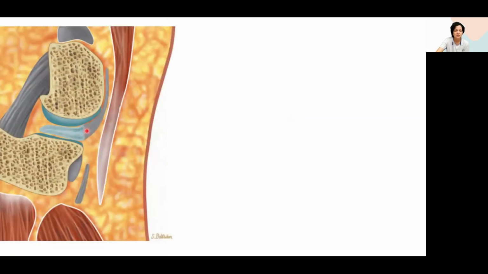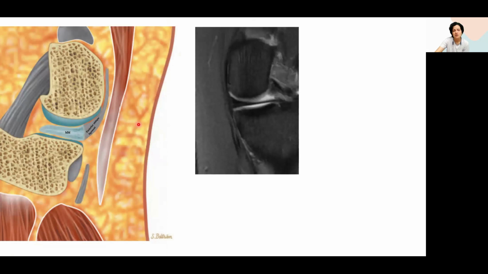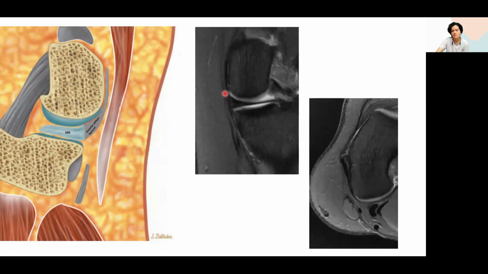Slightly posterior to the medial collateral ligament, we can see the posterior oblique ligament, which is another important structure. So this is coronal MRI, slightly posterior to the medial collateral ligament, where we can see the posterior oblique ligament. So here we can see this is the posterior oblique ligament.